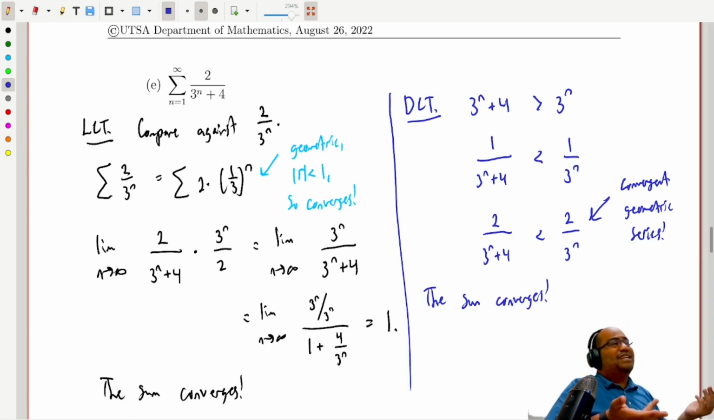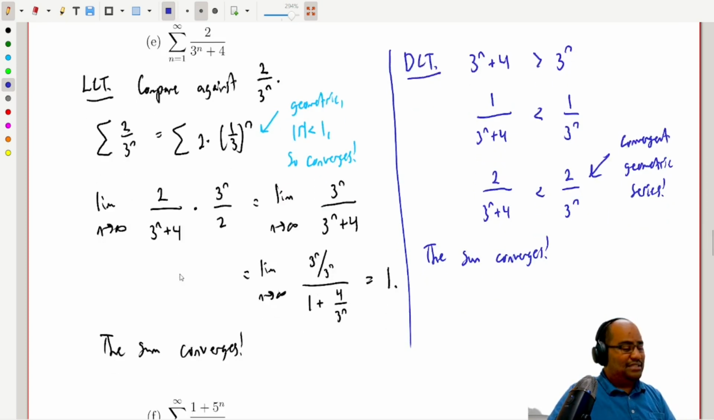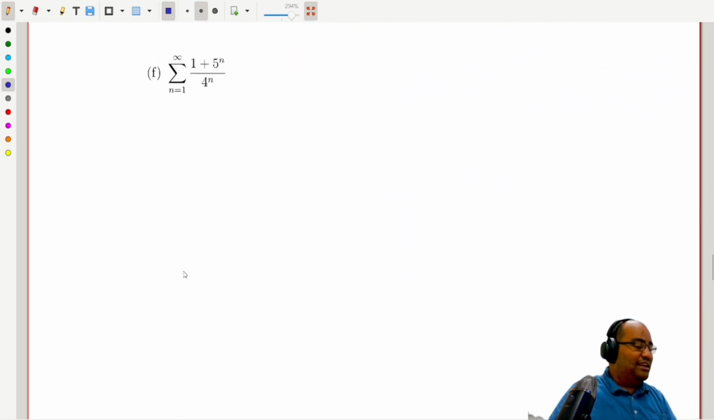Again, you can use whichever test you want. But here, I would probably suggest that using the limit comparison test is one way of doing these things. It's probably the most natural, because with the direct comparison test, you have to think about these inequalities. All right, let's keep going.